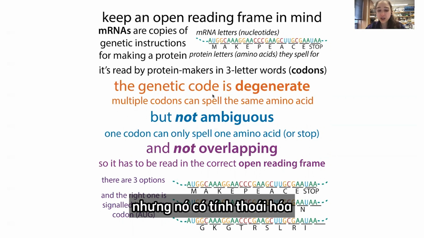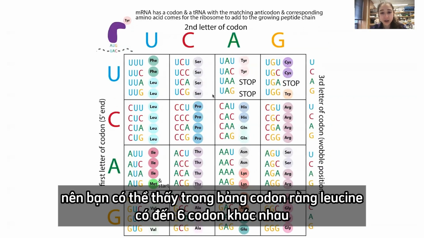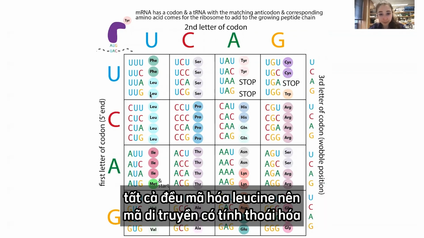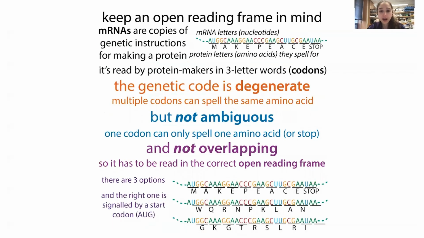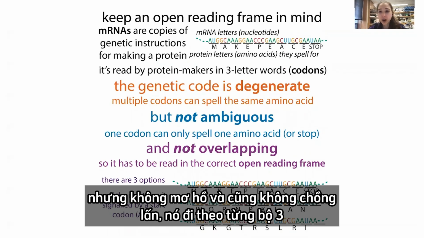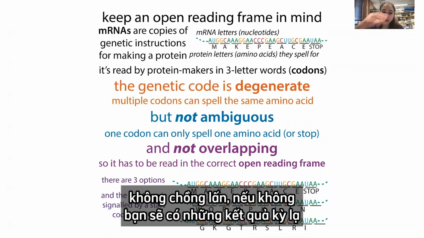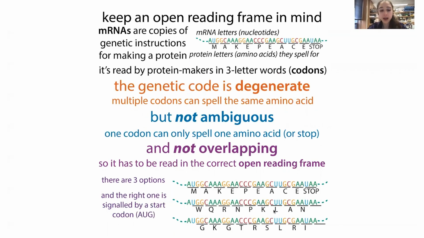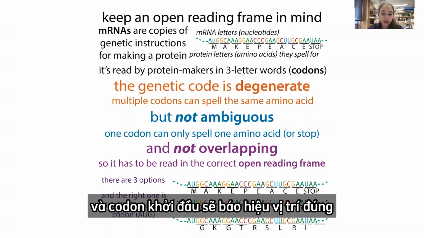But it's also degenerate. You can see in this codon table that leucine has 6 different codons that all spell leucine. So the genetic code is degenerate, but not ambiguous. It's also not overlapping. It's going 3 by 3 by 3, not overlapping, or else you would get weird stuff. And the right reading frame is signaled by a start codon.